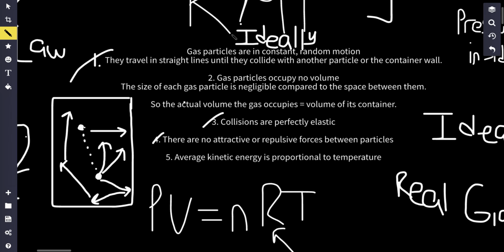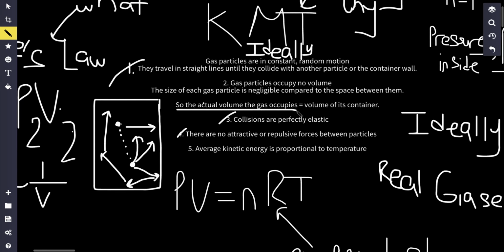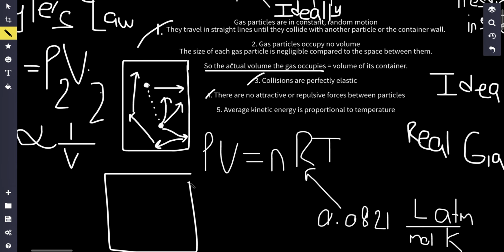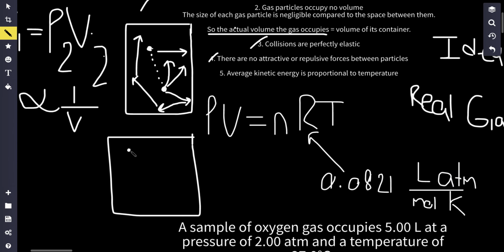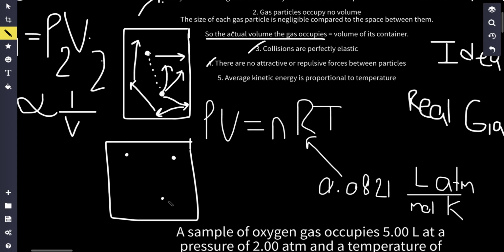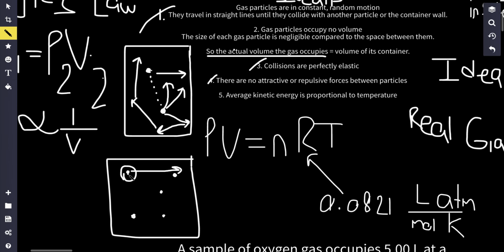And finally, gas particles occupy no volume, which basically says that the volume the gas occupies is equal to the volume of the container. What this implies is that if we have a bunch of gas particles inside a container, the gas particles can move all around the container, the actual volume that the gas occupies is just equal to the volume of the container, and we can just ignore it. But that's not true. Gas particles do occupy volume.